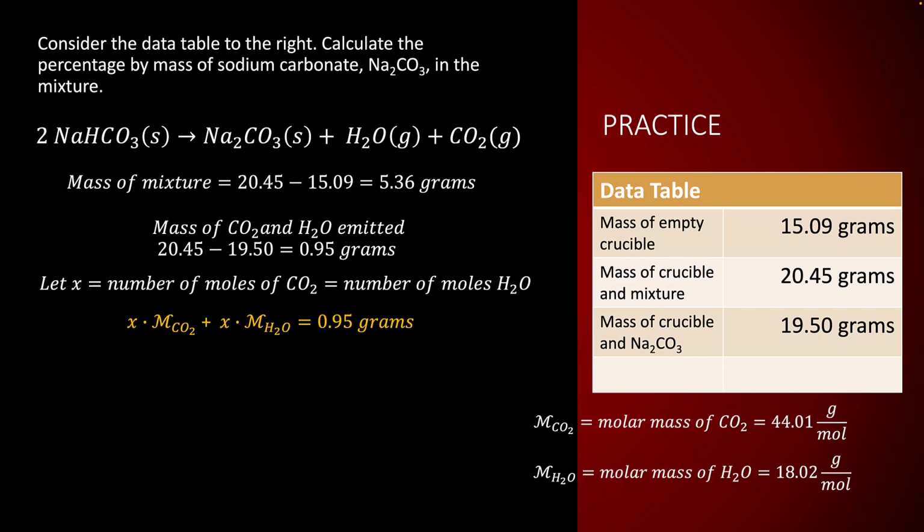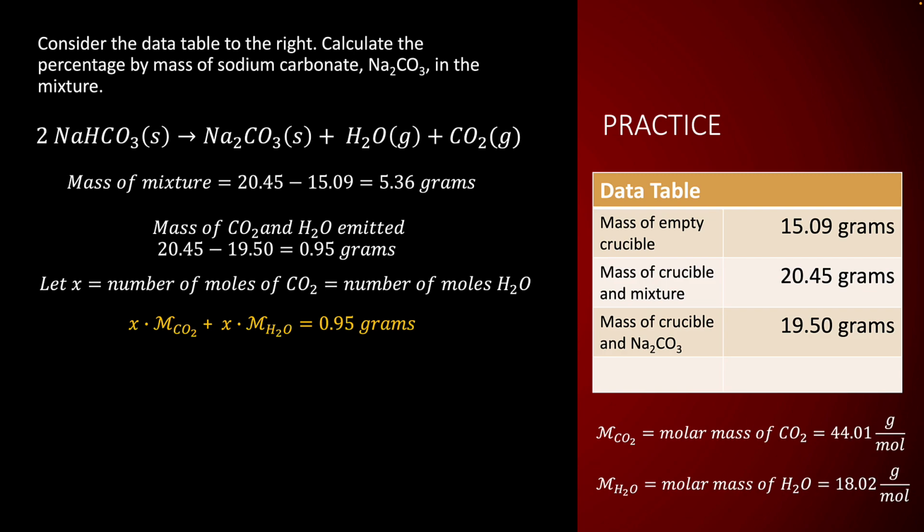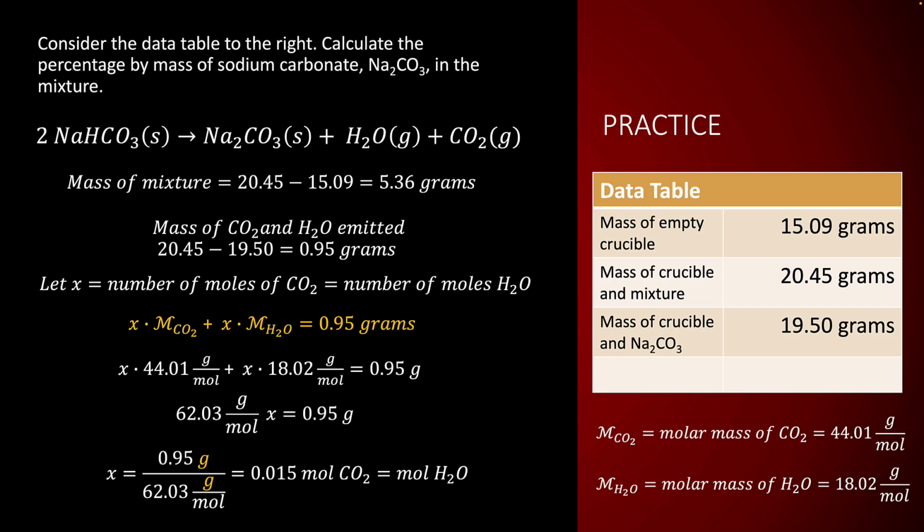And we see, stoichiometrically speaking, the number of moles of CO2 and H2O are equal to each other, and the mass of the H2O and CO2 may be calculated by taking the number of moles produced and multiplying by their molar masses. And so the algebra gives us a number of moles of 0.015 moles of CO2 and H2O.